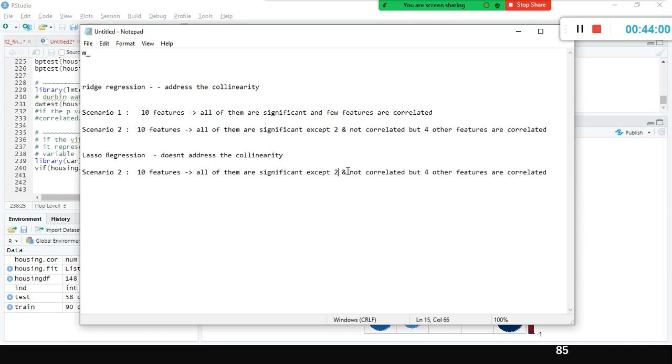I don't want to confuse you by putting everything in one thing, so let's go step by step. Of the 10 features, 8 features are statistically significant, so we can include those in the model. The remaining features, you cannot include. Lasso regression does a very good job for this kind of scenario.